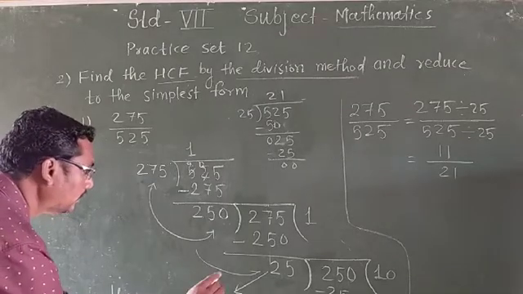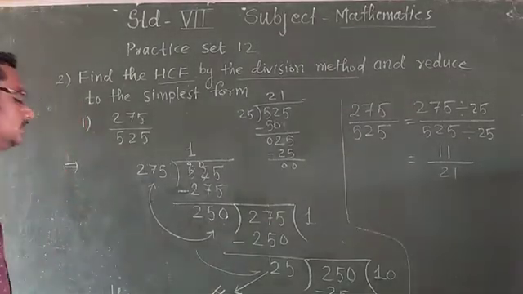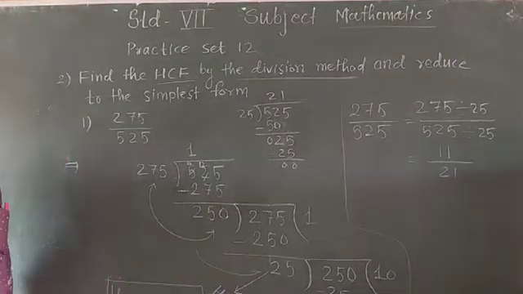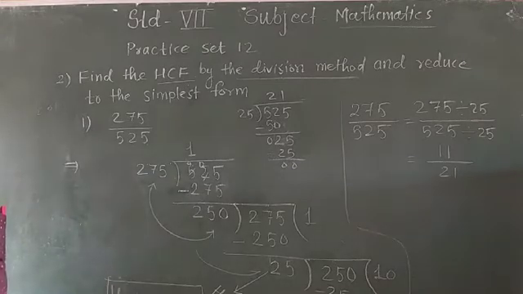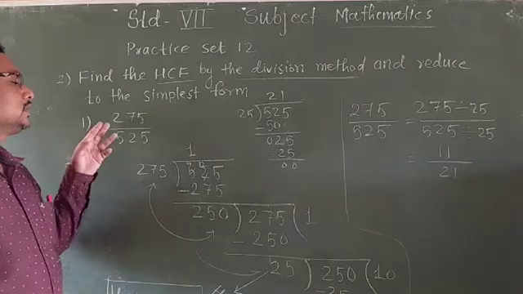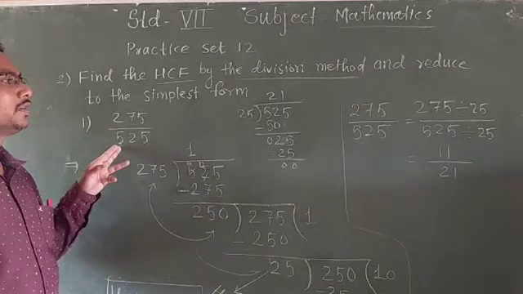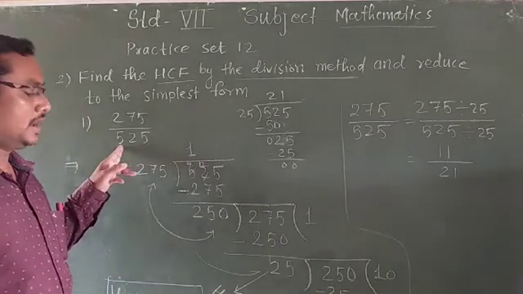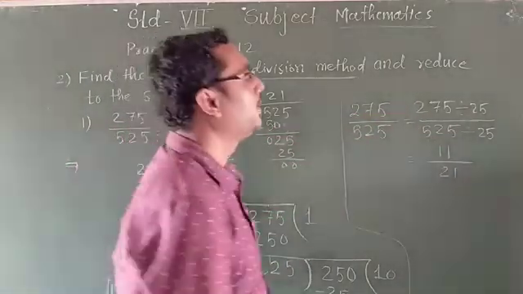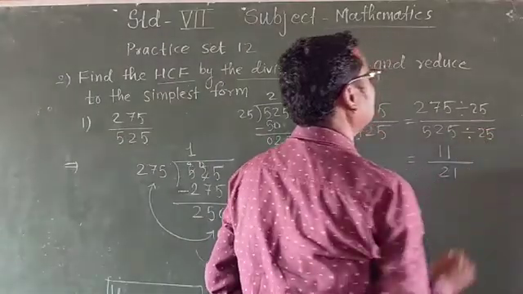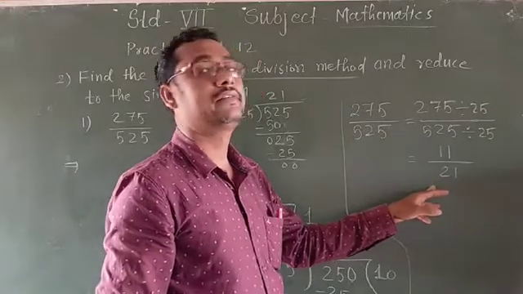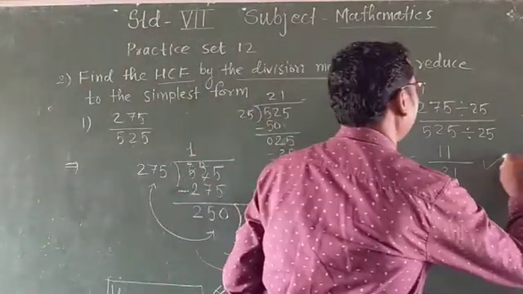HCF is 25. Okay. HCF काय आहे? 25 आहे. Okay. Now we have to write in the simplest form. Simplest form मध्ये तुम्हाला करायचं आहे. So 275 divided by 525. Okay. And this 275 divided by 25 and 525 is divided by 25. Okay. So divide केल्यानंतर काय येईल? 11 upon 21. So this is the simplest form.